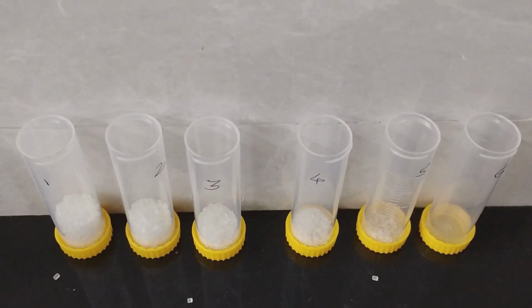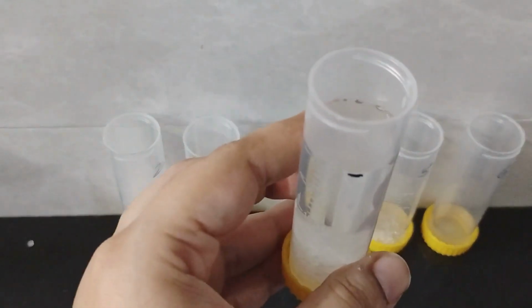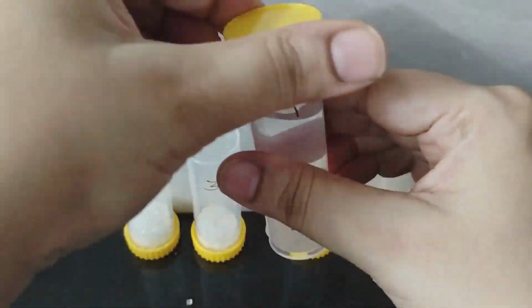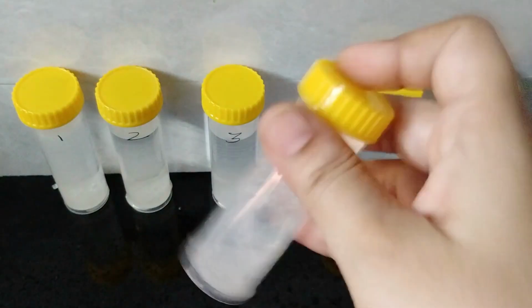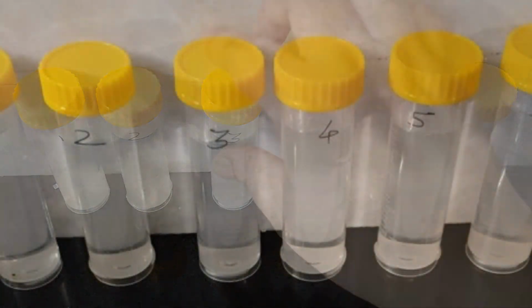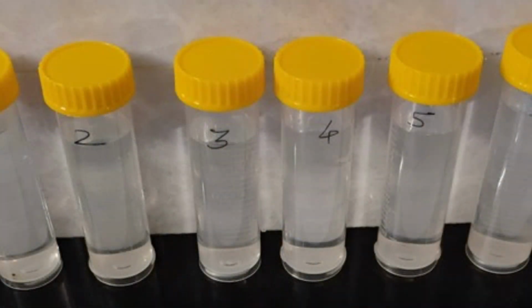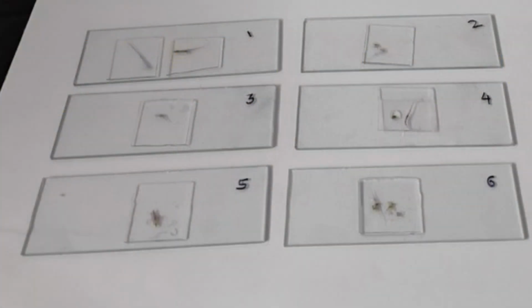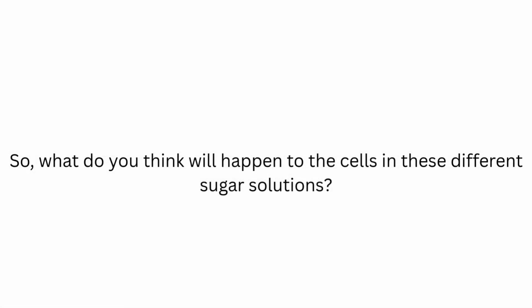Now, I'll pour water into each of these tubes until the 25 ml mark. I'm closing the lids and giving them a good shake till the sugar dissolves completely. And that's it. I have 6 sugar solutions, each a little less concentrated than the last. Now before we go ahead, take a second to think about what is happening here. I'm going to place a piece of Tradescantia leaf epidermis, so basically a thin layer of plant cells, into each of these solutions. So what do you think will happen to the cells in these different sugar solutions?